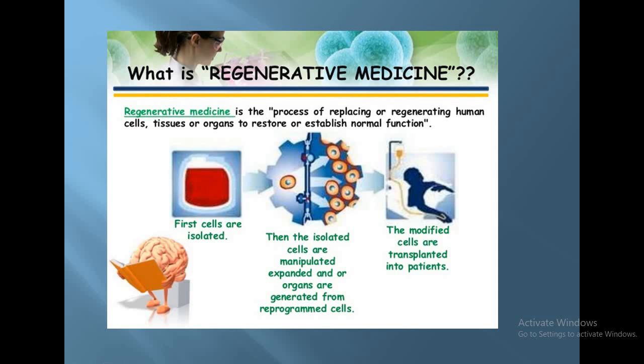We can understand the fundamentals of regenerative medicine. In this procedure, first cells are isolated from different organs, and then the isolated cells are manipulated, expanded, and or organs are generated from the reprogrammed cells. Then the modified cells are transplanted into the patient. This is the procedure going on in regenerative medicine.